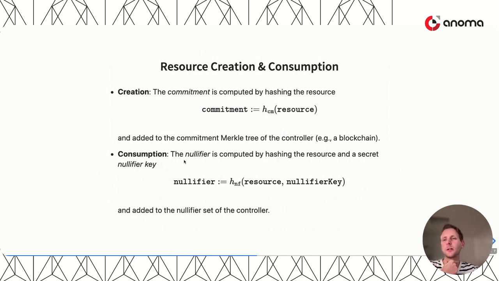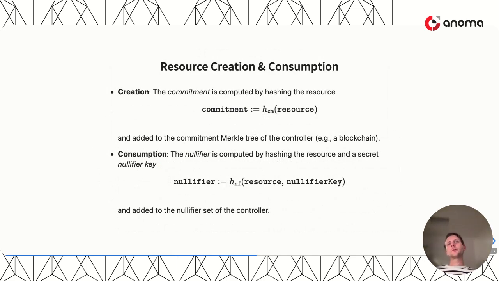Similarly, when consuming a resource, you compute a nullifier, which is obtained by hashing a resource and a secret nullifier key. This nullifier key is important in the shielded case, not in the transparent case. However, once you have computed this nullifier, you add it to a nullifier set that is maintained on the controller, and this also allows people to check whether a resource is already consumed or not. The nullifier key, by the way, has to match the field in the resource that we discussed, the nullifier key commitment, and only then would this be a valid consumption.